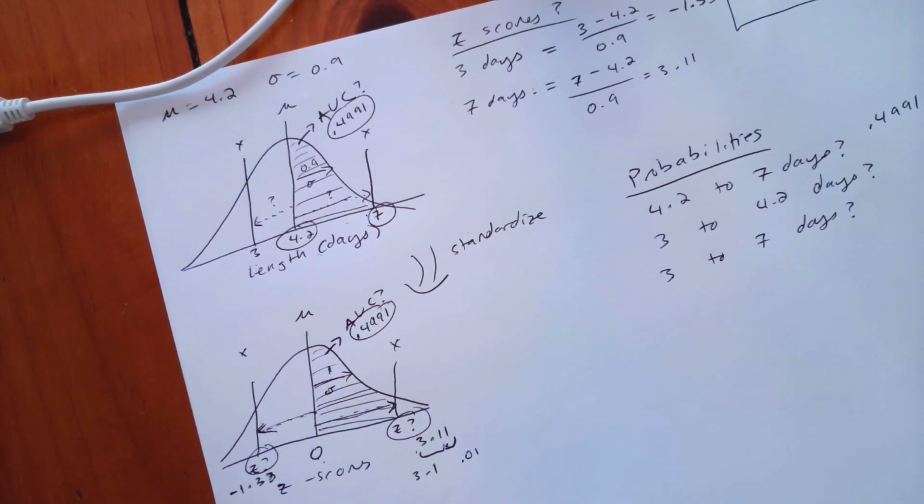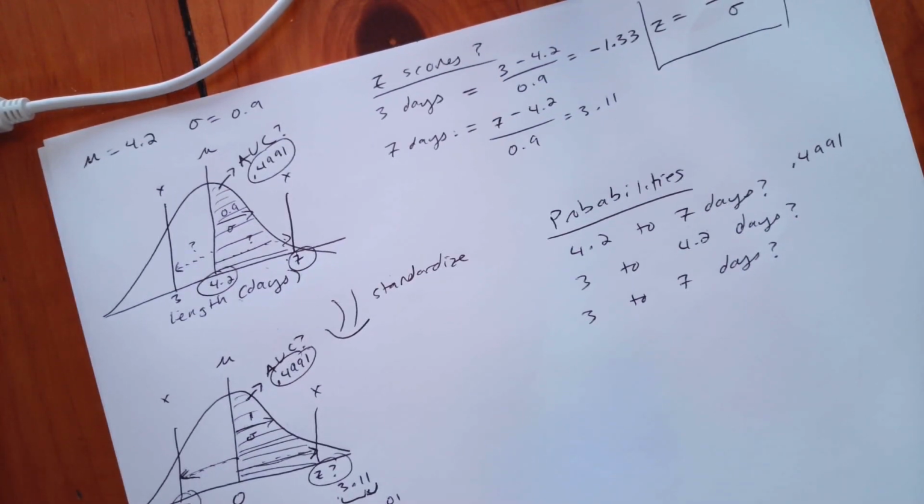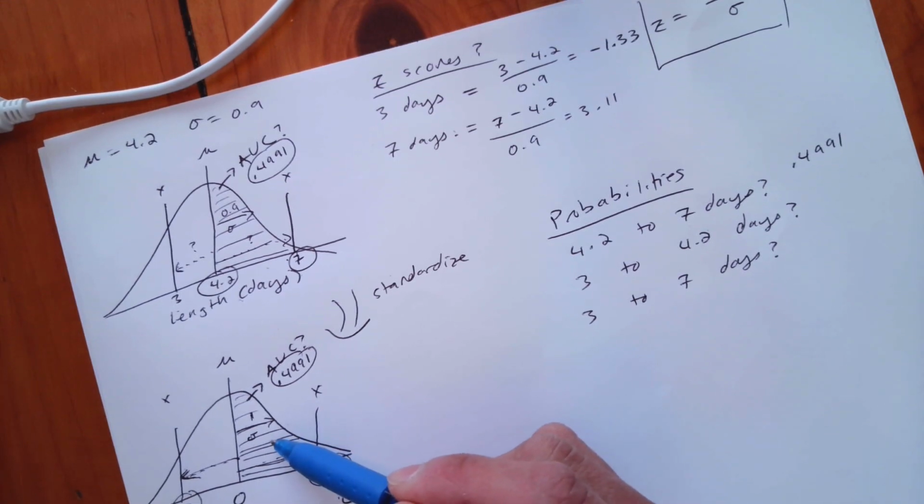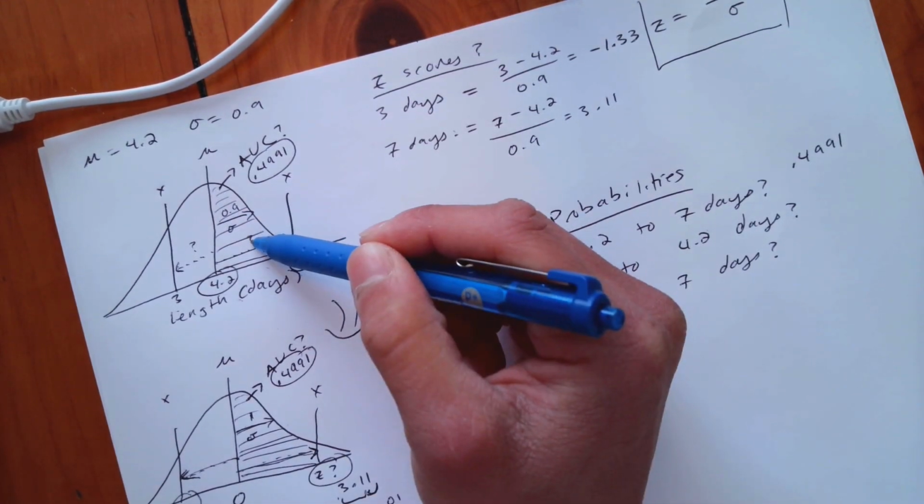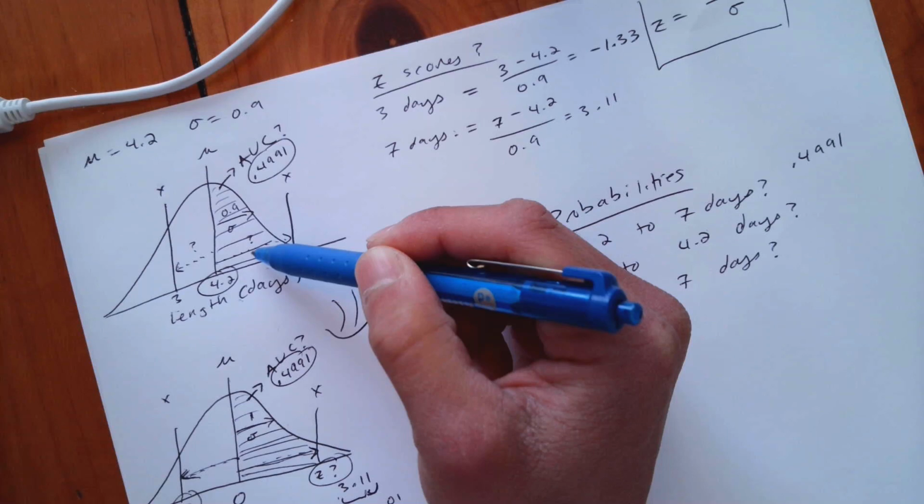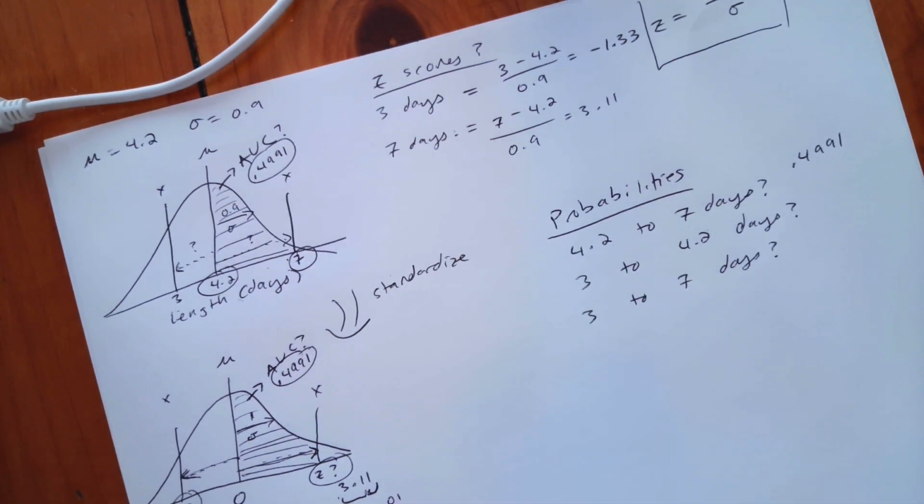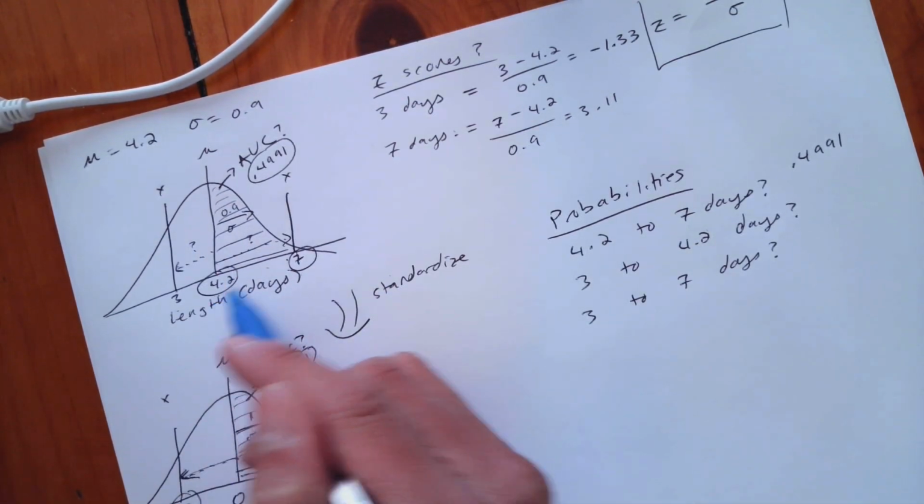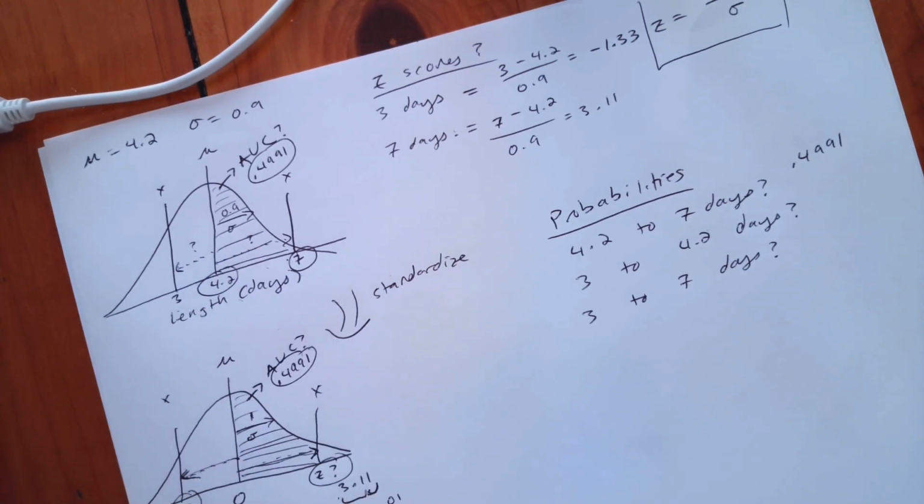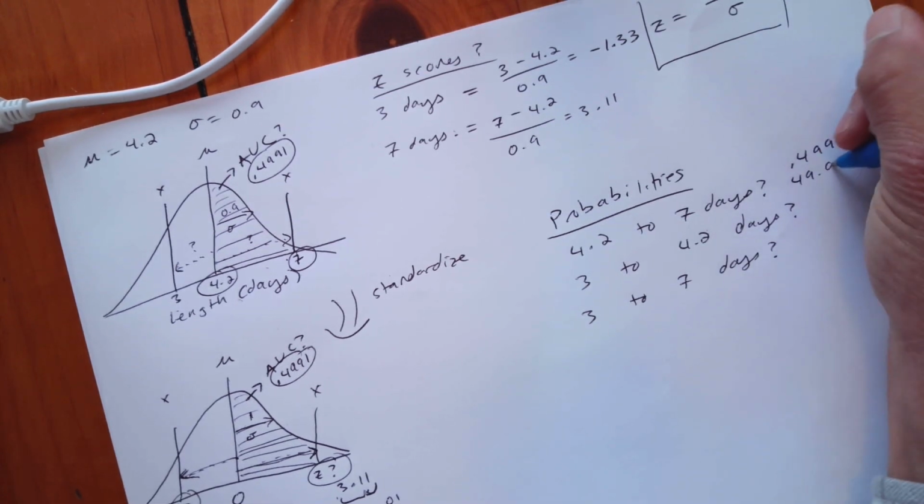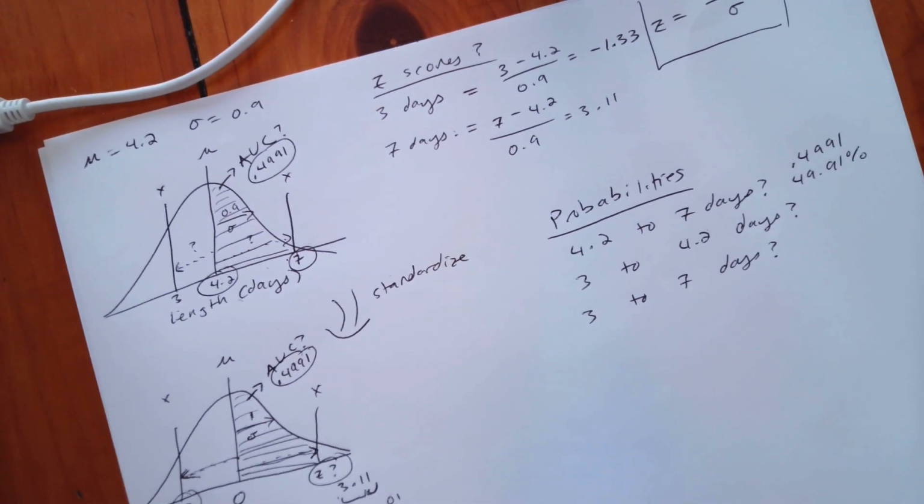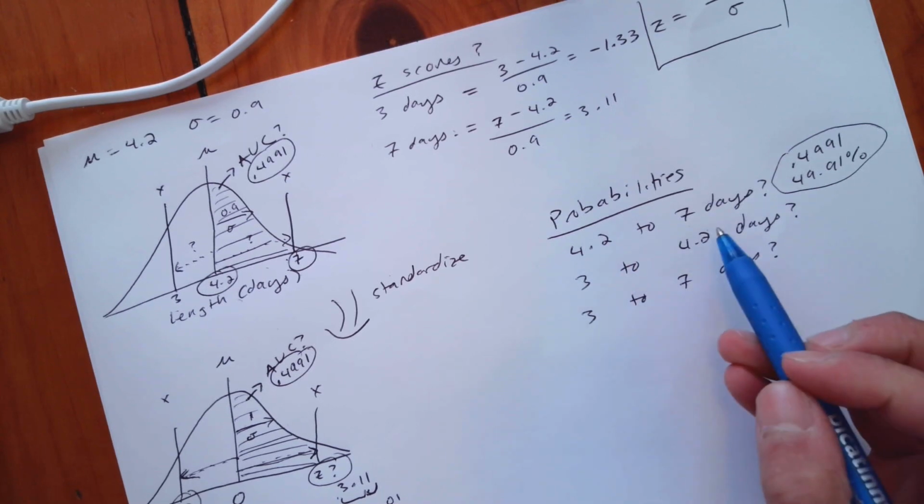Once we found the answer, though, we didn't have anything else to calculate, because this 0.4991 area is equal to this 0.4991 area, and this area here is equal to our probability. So the probability of getting an outcome between these values is equal to the shaded area, and that shaded area is 0.4991. So we can say we have a 49.91% chance, or a probability of 0.4991, that our trial is going to last between 4.2 and 7 days.